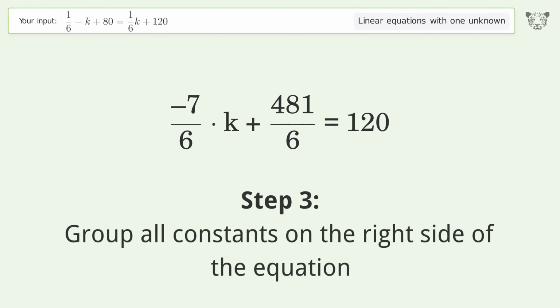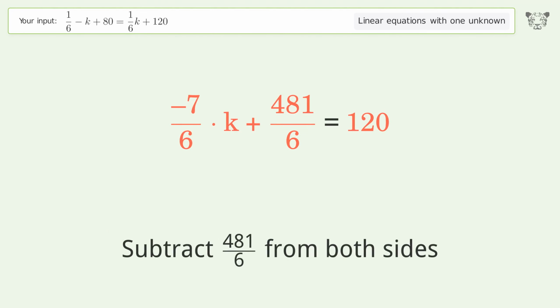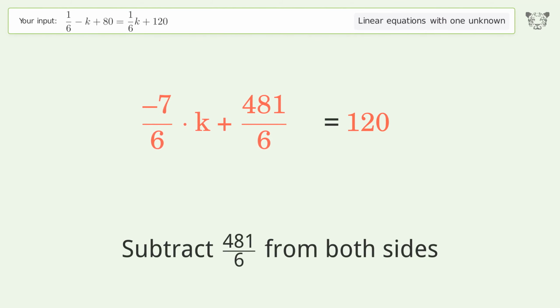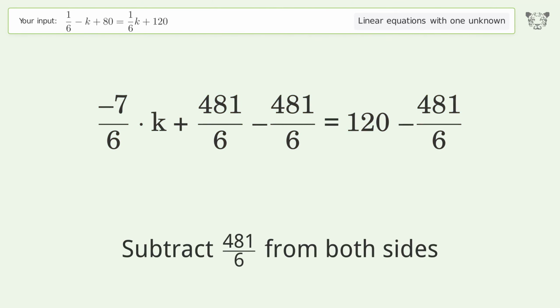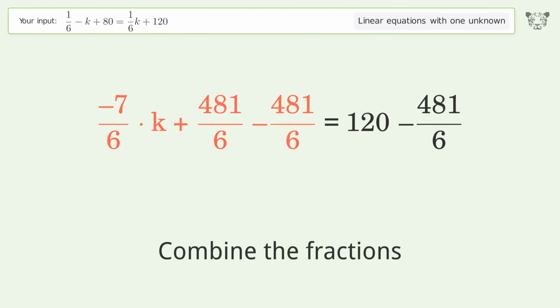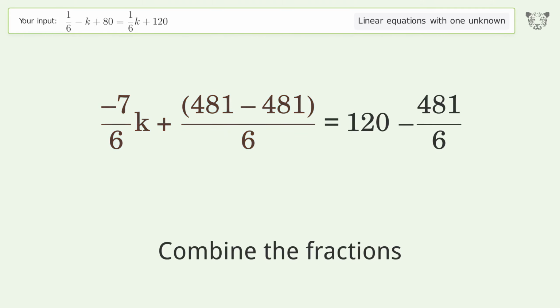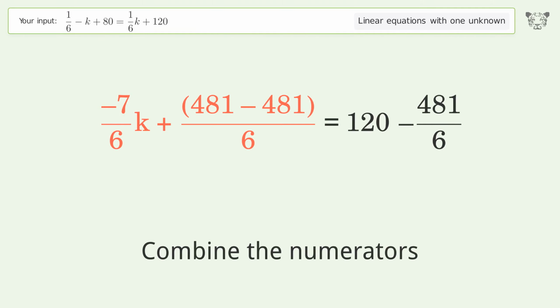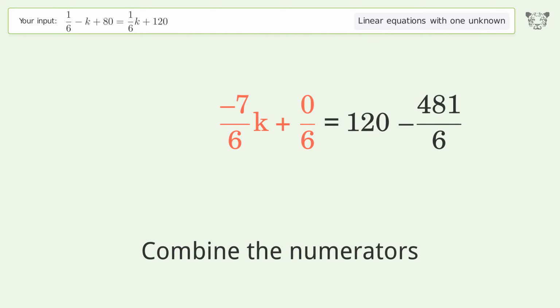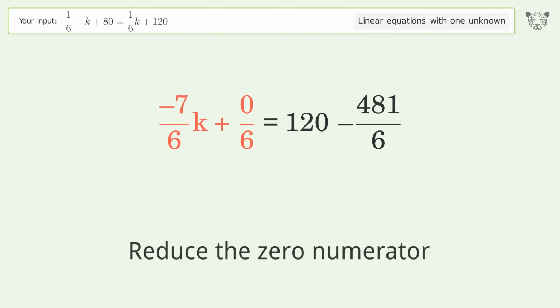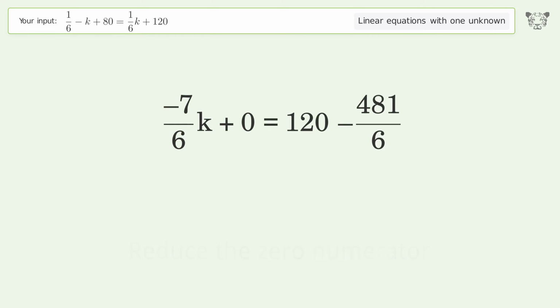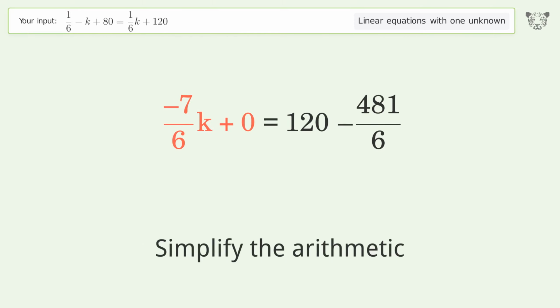Group all constants on the right side of the equation. Subtract 481/6 from both sides. Combine the fractions. Combine the numerators. Reduce the zero numerator. Simplify the arithmetic.